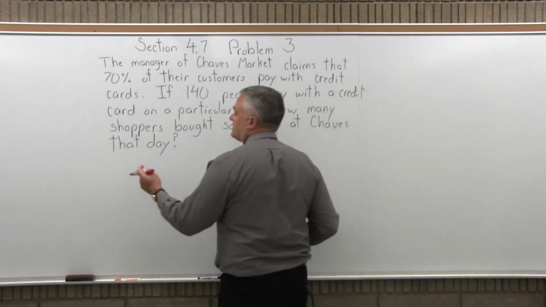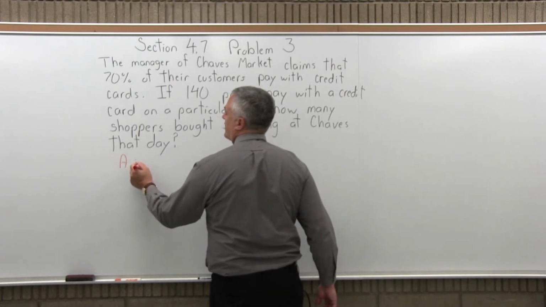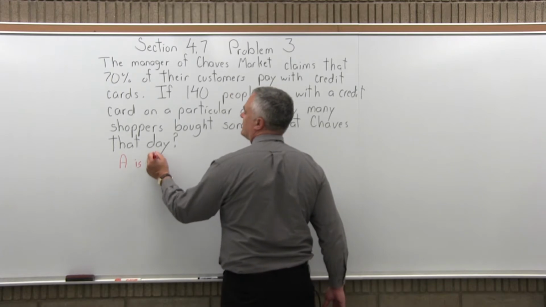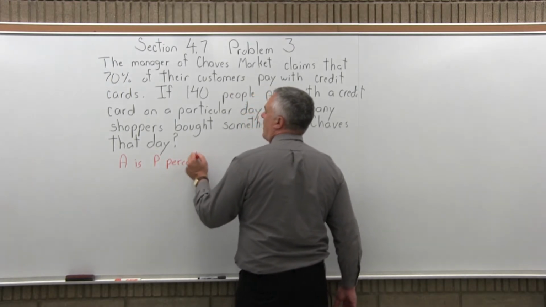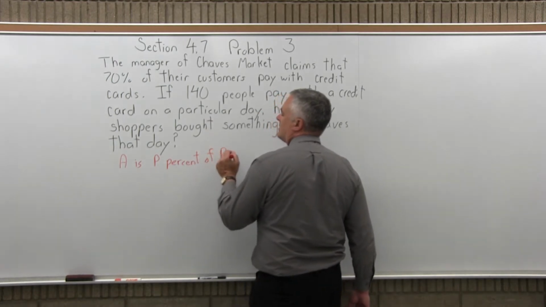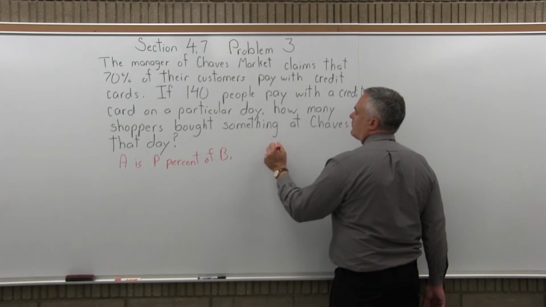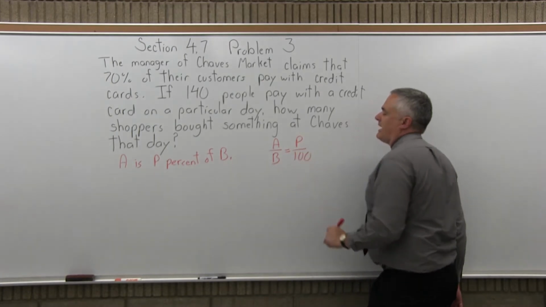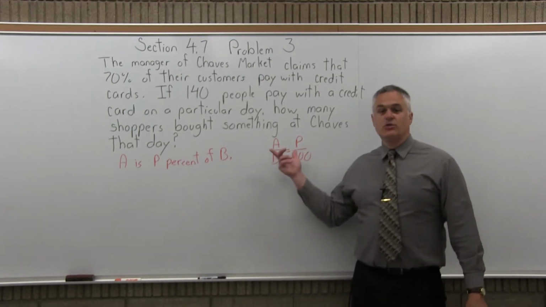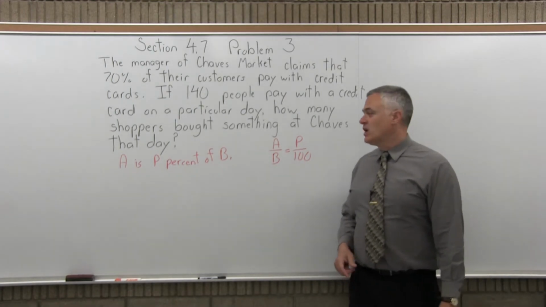So what we want to do is basically write the problem in the form, boil it down to its important parts, so I can write out A is P% of B. And once I can write it that way, I'm going to set up the formula A over B equals P over 100. And hopefully I'll be able to fill in two of the three unknowns and have only one, and then I can solve it.